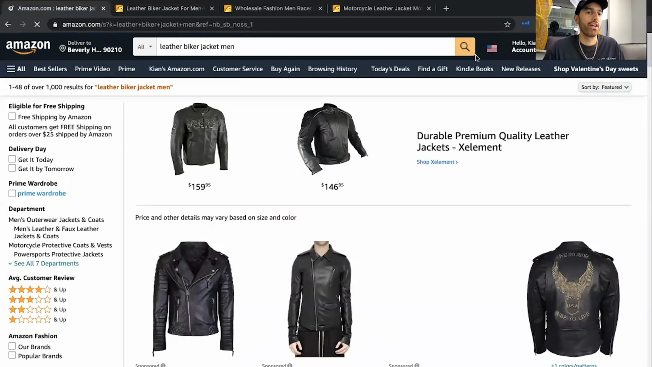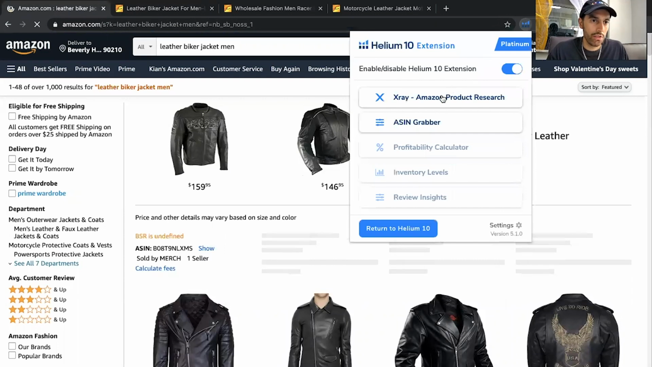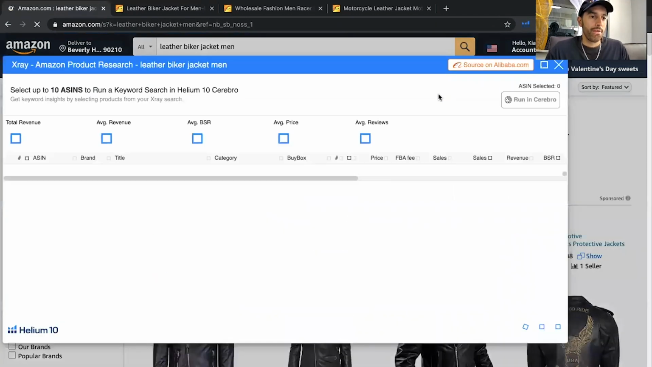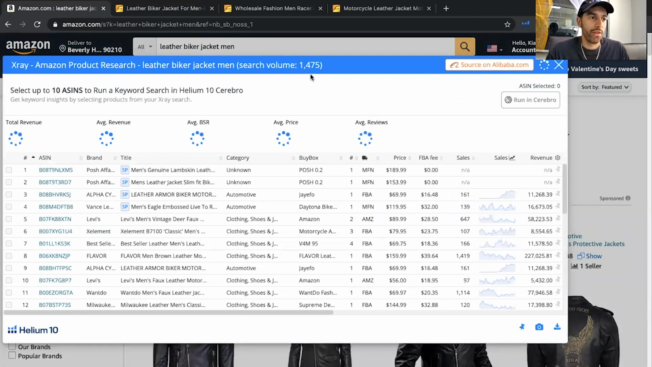So if we go leather biker jacket men for the category, and then let's go X-ray, and then from this we've got that improved search volume, 1,475. It'd be good to see the revenue for the category as well. And then we're going to search on Alibaba.